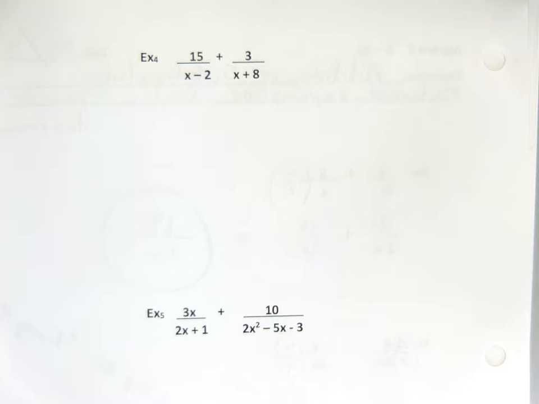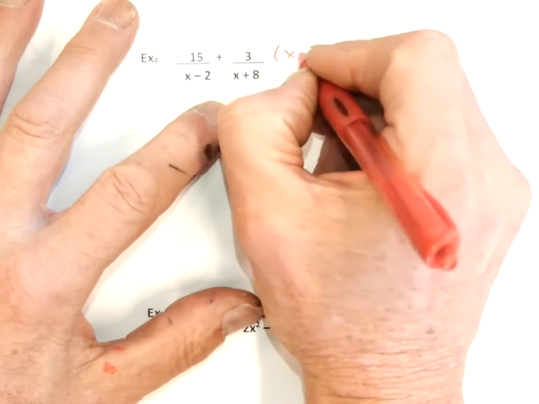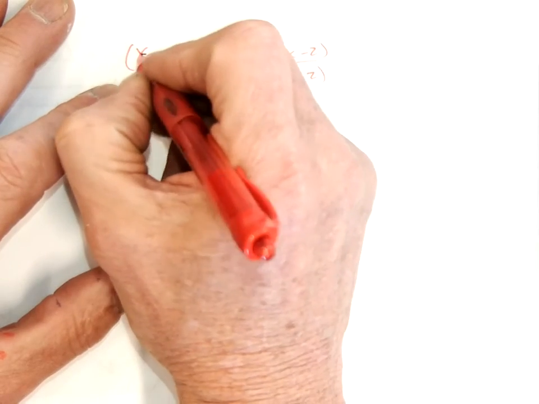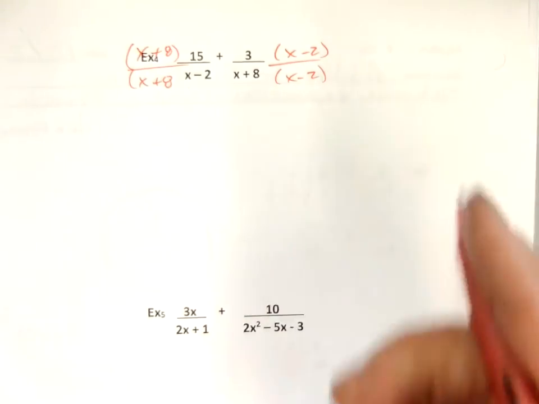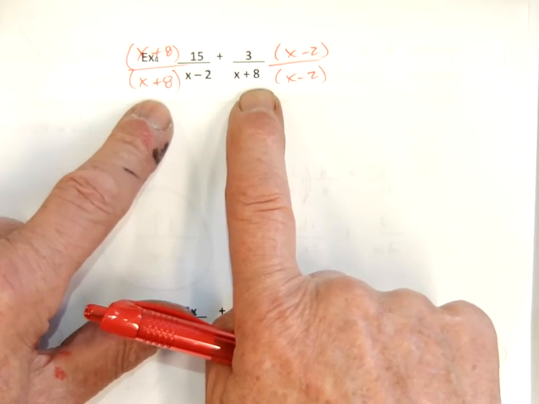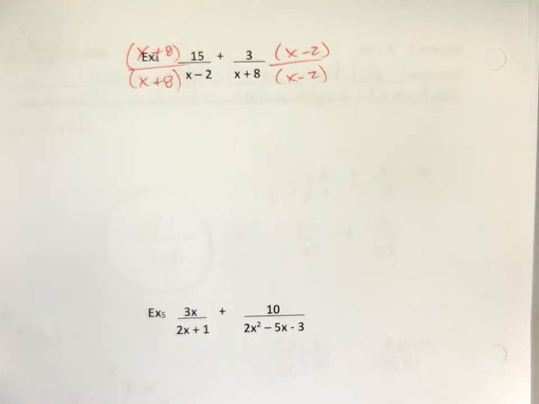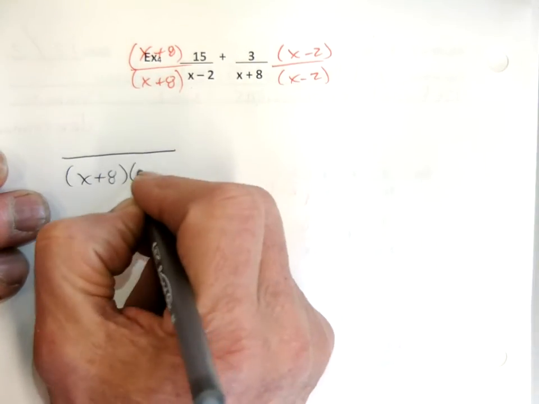So to make them the same, we'll give the first fraction the x plus 8. And we'll give the second fraction the x minus 2. So this fraction needs an x minus 2, and this fraction needs the x plus 8. If they don't have anything in common, we just have to make sure that we give the first fraction the x plus 8 and the second fraction the x minus 2. So now they have the same. You guys agree? Okay, so my common denominator then is my x plus 8, x minus 2.